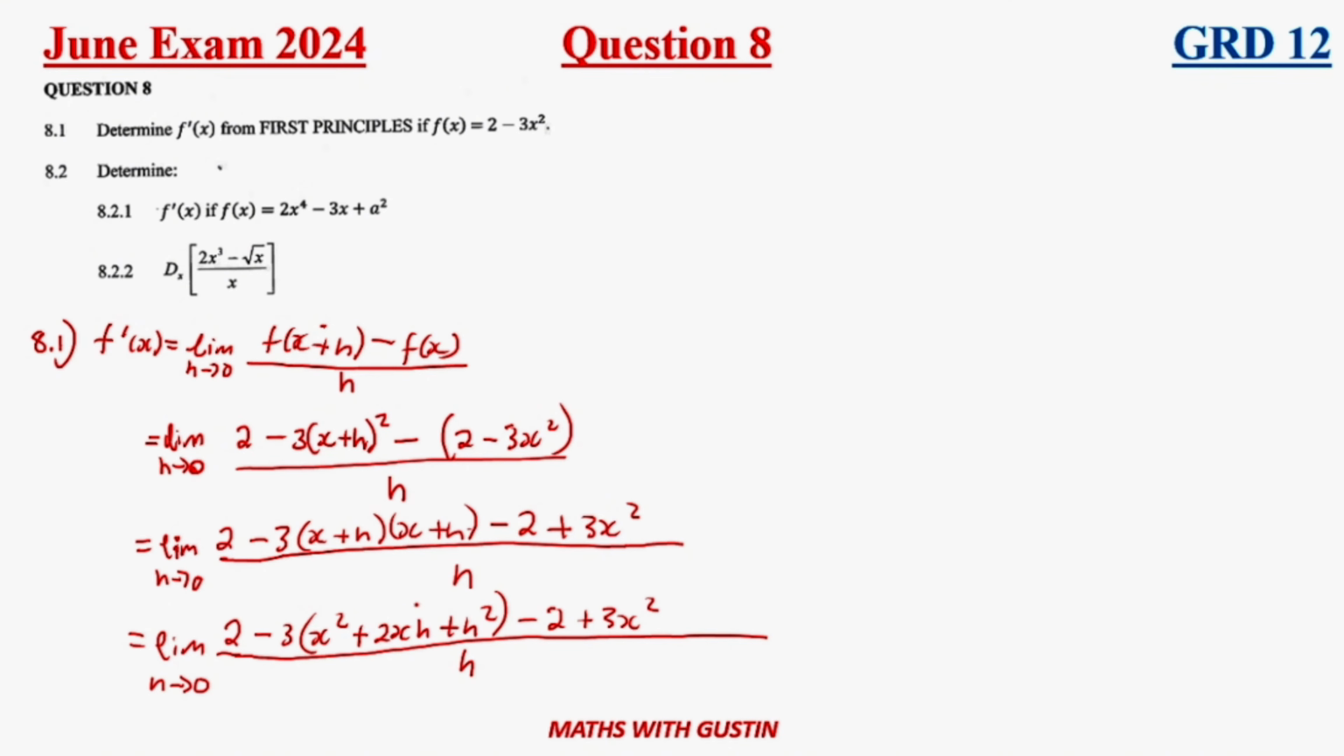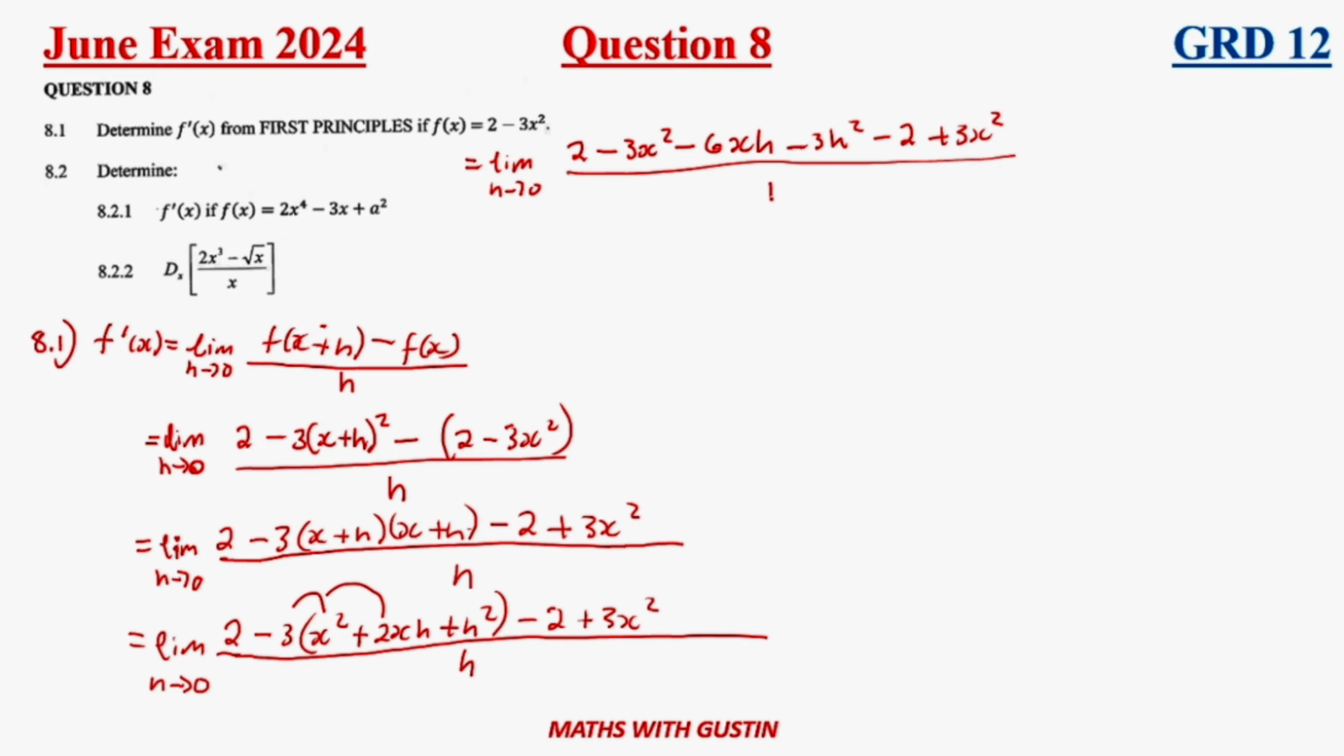So in this case, I'm just going to continue here at the top. It equals the limit as h approaches 0. What we're going to have at the top is 2 minus 3, and I'm removing the bracket with the 3 now. 3 times x squared is going to be 3x squared, and then negative 3 times 2xh is going to be negative 6xh, and then we're also going to have minus 3h squared, then minus 2 plus 3x squared, all over h.